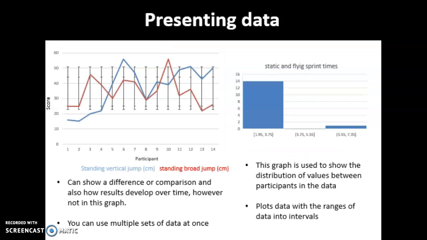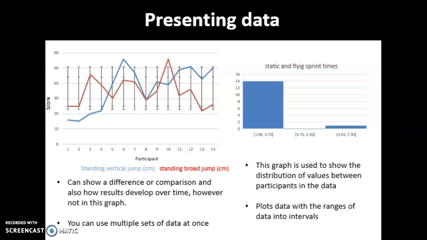So moving on to line graphs and histograms. The line graph is a chart used for showing difference or a comparison between two values, and it can also show how results develop over time. However, I've not used that in the example I've used, and you can use multiple sets of data at once.